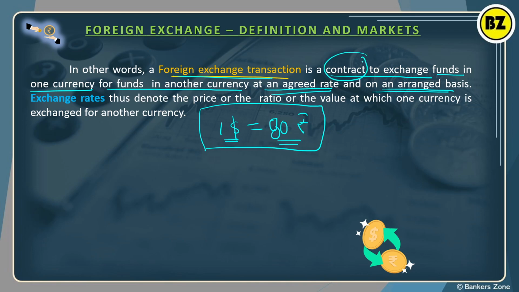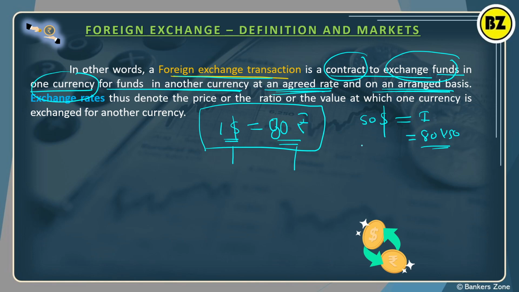It is a contract to exchange the funds in one currency, that means one currency, say dollars, for funds in another currency, say rupees, at an agreed rate. What is the rate? Suppose I want $50 in Indian rupees. So what is the rate? $1 for 80 rupees. So you want $50, so you will take 80 into 50. What is the agreed rate? $1 for 80 rupees. What is the arrangement?